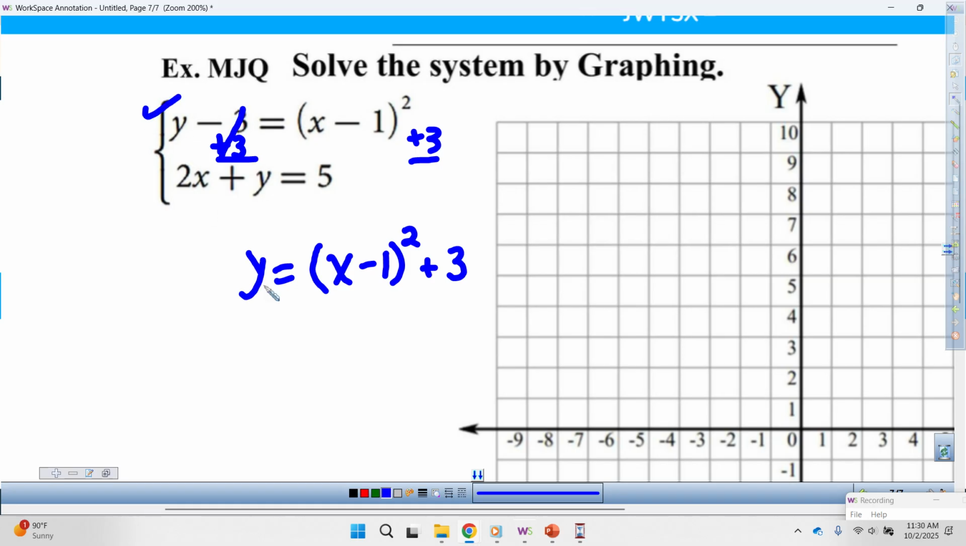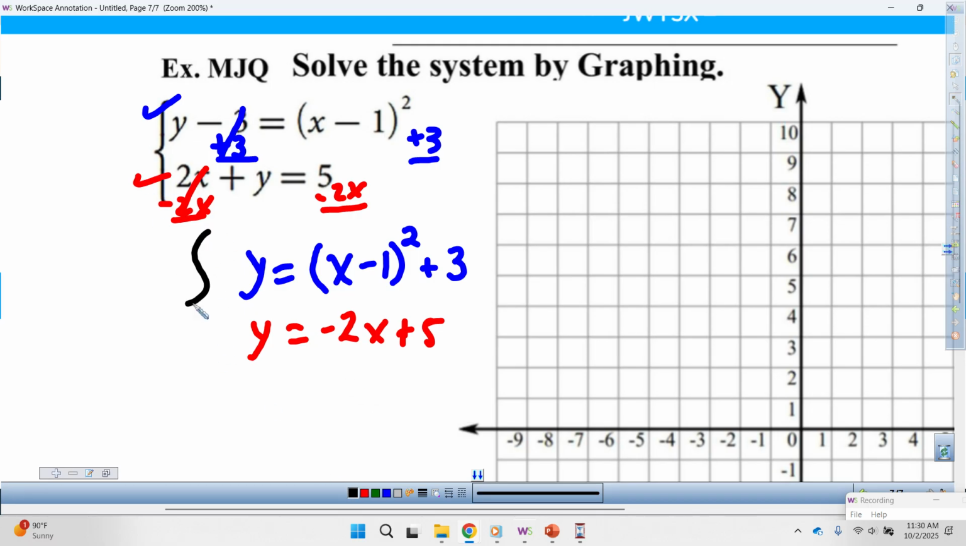All right, we're done with the top one. How about the bottom one? What do we need to do? Tell your neighbor to leave the y by itself. All right, good conversation. Sarah, what do I do? Yeah, subtract 2x to leave the y by itself. And that leaves us with y equals negative 2x plus 5. So we're done with the second one. And now we have a new system. There it is. We just converted it to that.